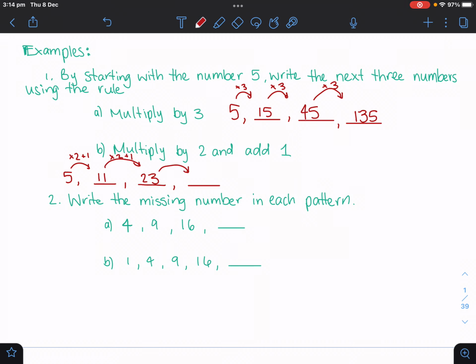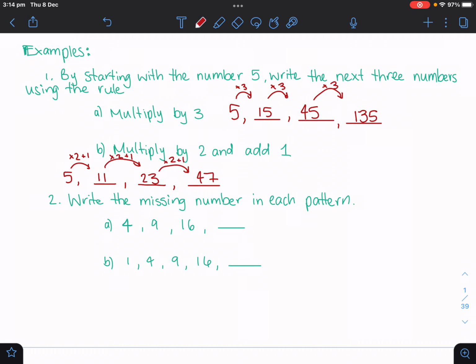And then last time we used the rule, 23 times 2 is 46. 46 plus 1 is 47. So we started with 5 and we use the rule to write the next 3 numbers. Now let's have a look at the next question. The next question is write the missing number in each pattern.